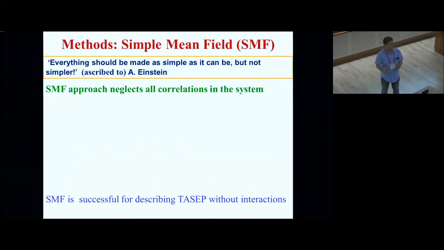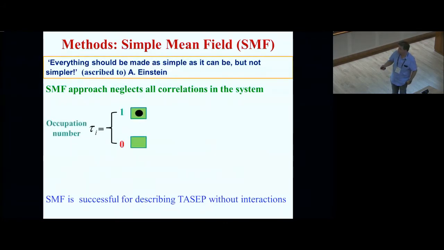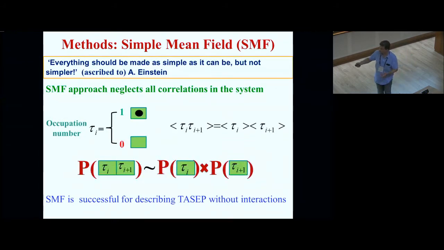We want to do as simple as possible, but sometimes too simple is bad. And that's an example when too simple is actually bad. Because the way we started to look at this problem, we did exactly what Debashish did: a simple mean field model. Simple mean field model has a very simple meaning. You're essentially saying that the probability of occupation of two neighboring sites are independent from each other.